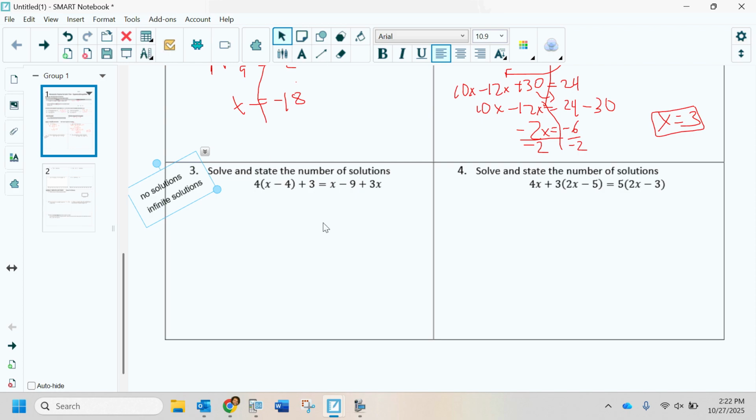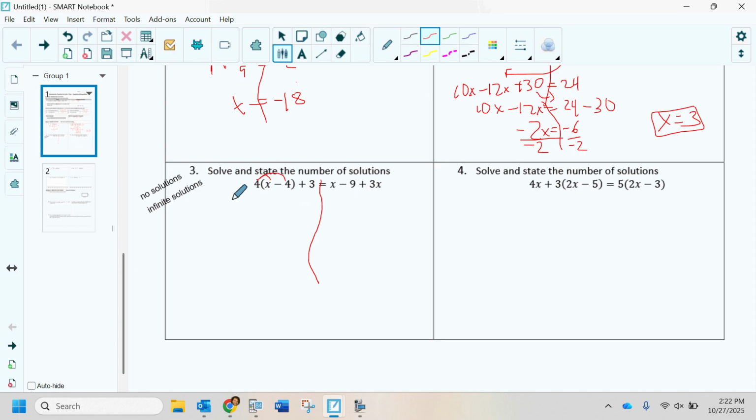Right? That's our word bank. So we're going to solve this like we solve any other equation. But remember, when we solve these, we want to make sure we move the variable first. So we have 4x minus 16 plus 3 is equal to x minus 9 plus 3.